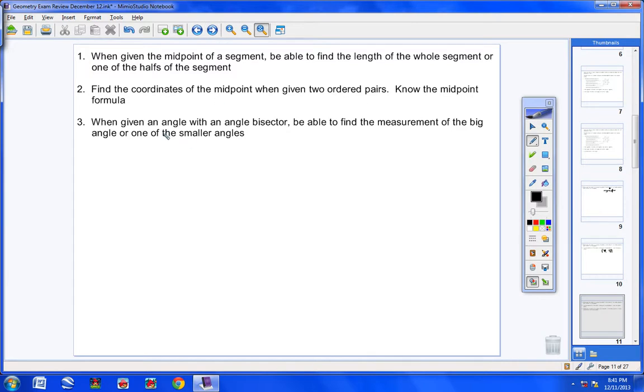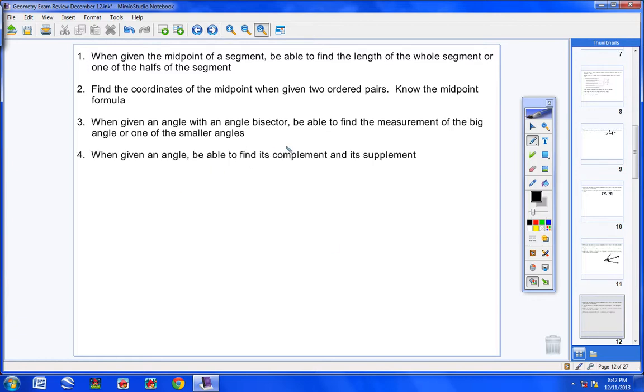Number 3, when given an angle with an angle bisector like this, be able to find the measurement of the big angle or the smaller angle. For example, if I told you this whole angle was 80 degrees, then you would know the 2 smaller angles were 40 and 40. If I told you this small little angle right here was 50 degrees, and this is an angle bisector, then you should know this is 50, and you should know the whole angle is 100 degrees.